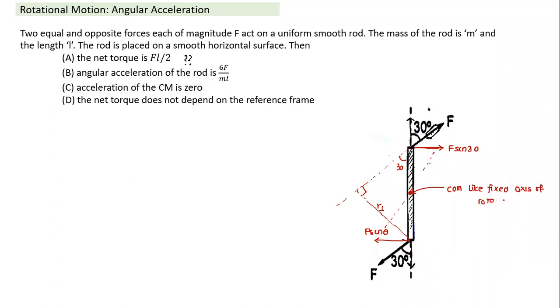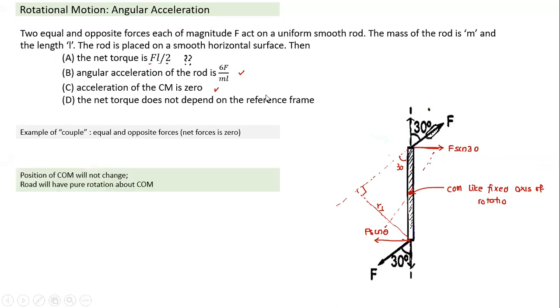So what is the angular acceleration? This is the axis of rotation, and this is the torque which is acting. The moment of inertia about the axis of rotation passing through the center of mass is ml square by 12. So I get the angular acceleration. The acceleration of the center of mass is 0. And the important point here is that net torque does not depend on the frame of reference because it is forming a couple. That's the point. An example of a couple: equal and opposite forces. Net force is 0. That's why the center of mass will remain unchanged, remain stationary. And if it is stationary, it's like a fixed point. So the rod will have pure rotation about the center of mass.